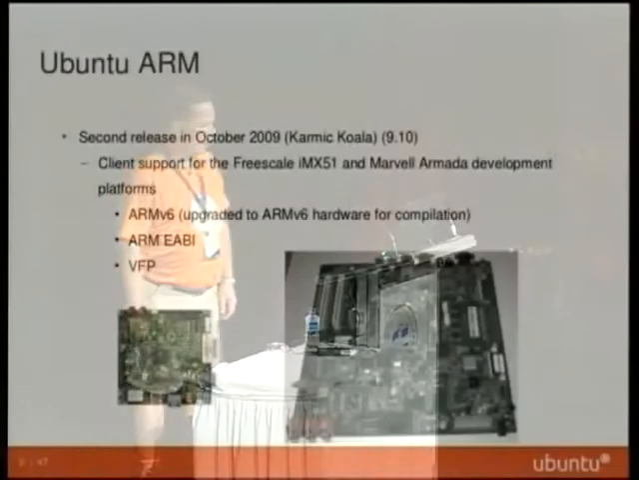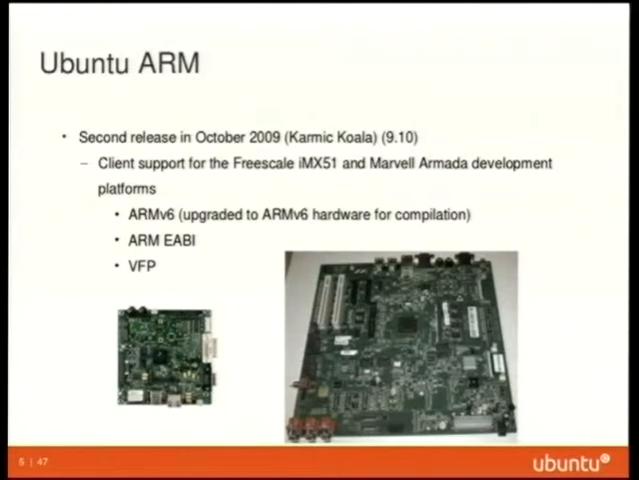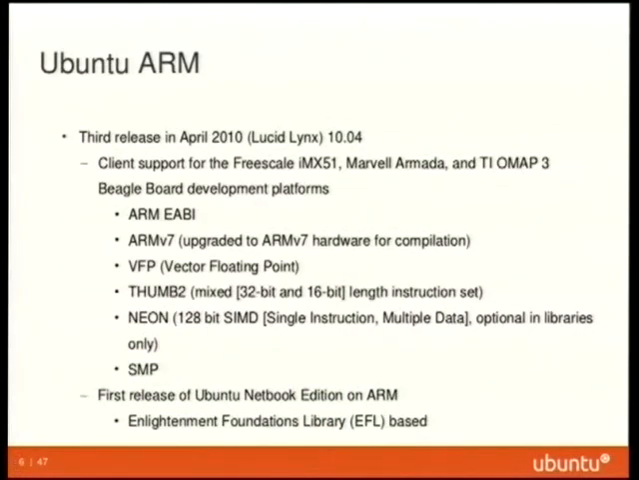We upgraded the archive to ARM v6 because we were able to get some better hardware. And we added vector floating point, which we hadn't been able to put on the ARM v5 libraries. The third release we jumped into was in April 2010. We added another board, the TI OMAP 3, and prepped for OMAP 4. We also changed all the hardware within the build system, and we were able to build on ARM v7 native instead of for a lower thing, which gave us vector floating point.